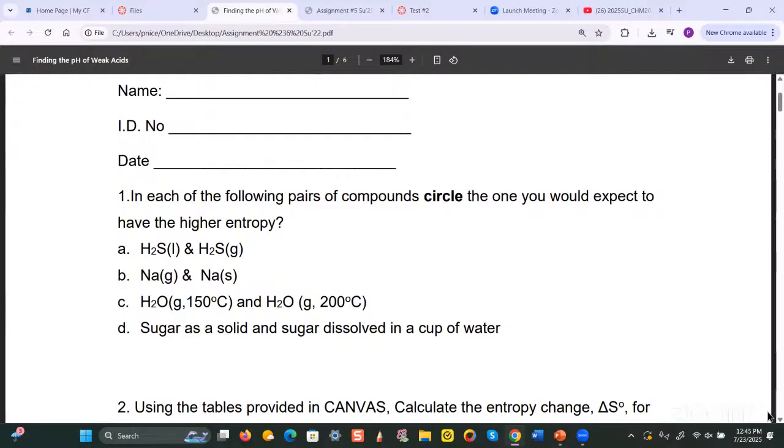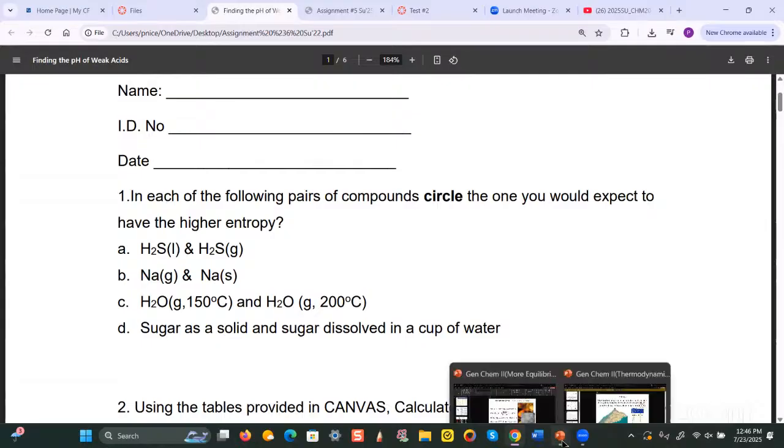Yes. H2S gas, right? Very good. What about B? Sodium gas and sodium solid. Sodium gas again, exactly. C, H2O gas at 150 degrees Celsius and H2O gas at 200 degrees Celsius. The one at 200 degrees Celsius, right? And then the final one, sugar as a solid and sugar dissolved in a cup of water. Exactly. So basically, the one that's more disordered has a higher delta S value.